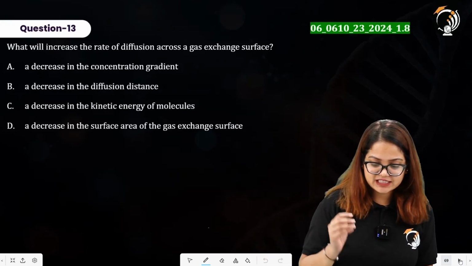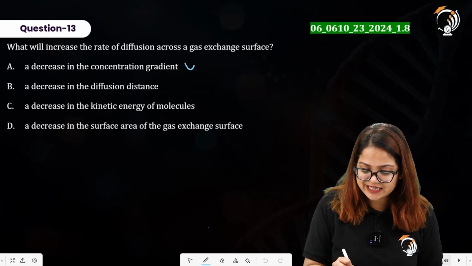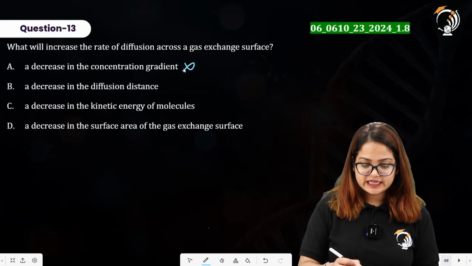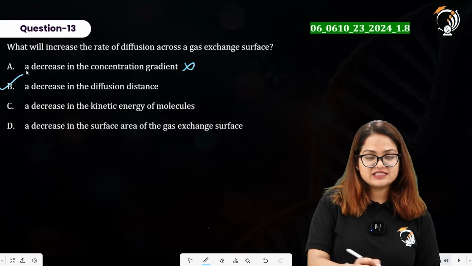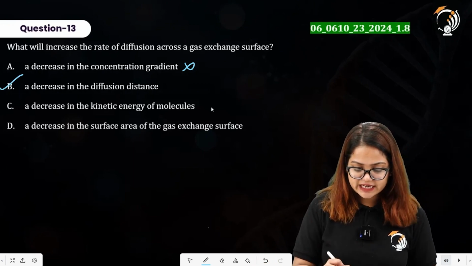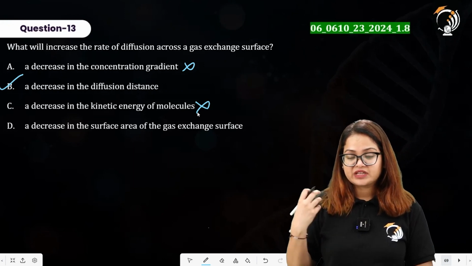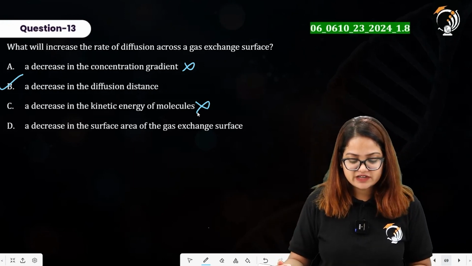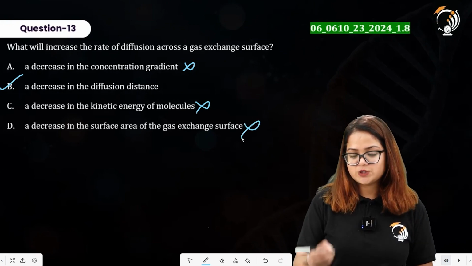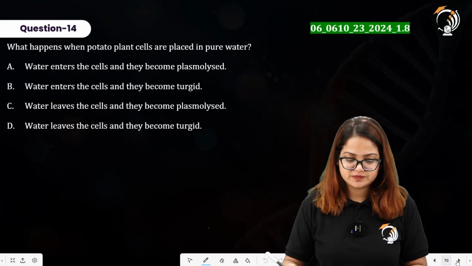A decrease in the concentration gradient will decrease the rate of diffusion. A decrease in diffusion distance will increase the rate of diffusion. A decrease in kinetic energy of molecules will cause a decrease in the rate of diffusion. A decrease in surface area of the gas exchange surface will also decrease the rate of diffusion.